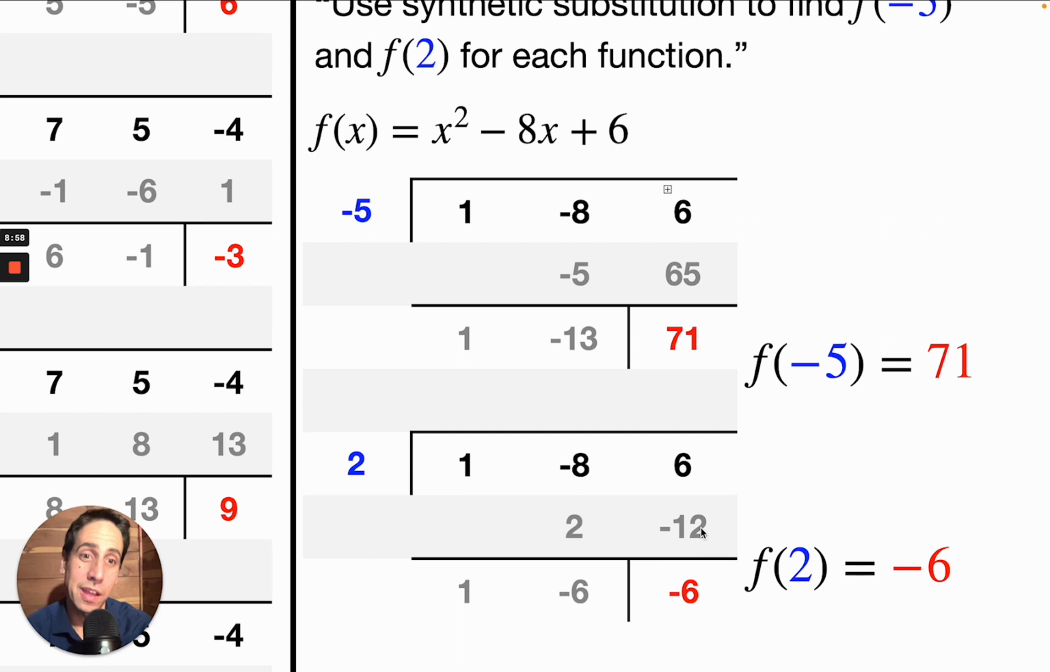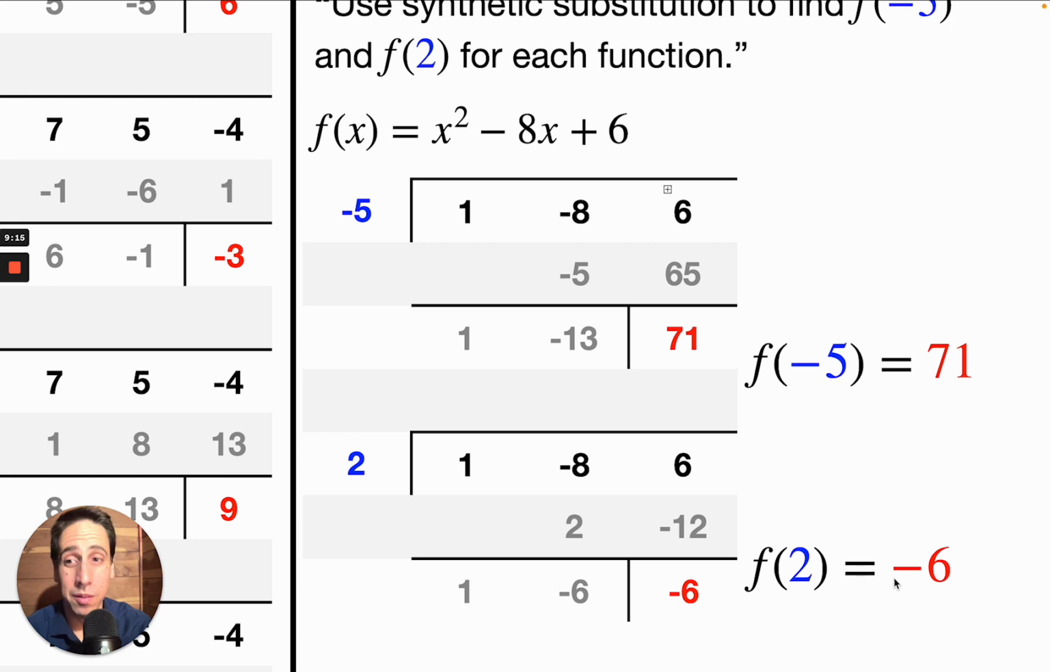6 plus negative 12 is negative 6. The red remainder is negative 6. So that means the red output is going to be negative 6 also. You could put 2 in here. Let's see, 2 squared is 4, minus 8 times 2 is 16, plus 6. Yeah, you do get negative 6 here if you were to substitute.